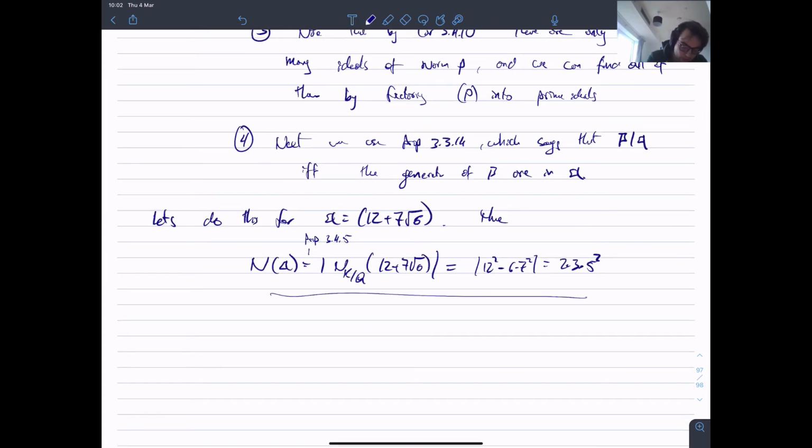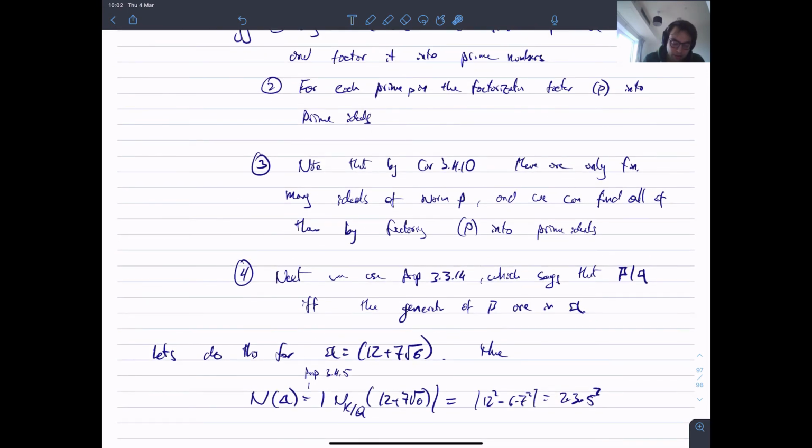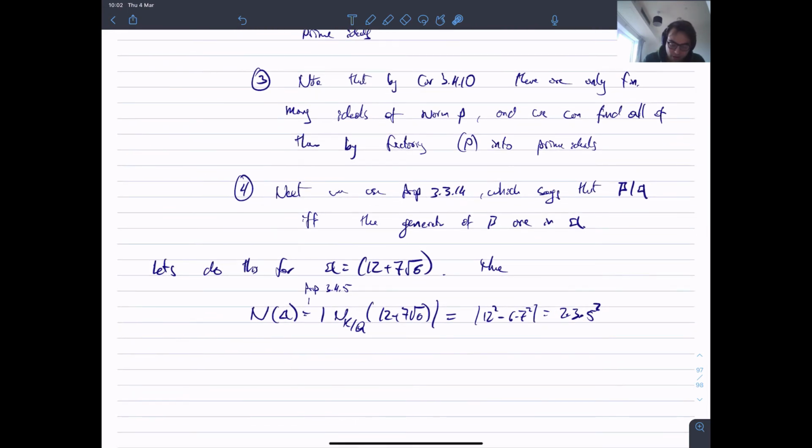Great. So my step one was to compute the norm of the ideal that I cared about, and I've done that. Now I know that the norm is 2 times 3 times 5 squared. What I'm trying to tell you is that the prime ideals that divide this ideal A are going to have norms 2, 3, and 5. So we list all ideals of norms 2, 3, and 5, and then check which ones could be in the factorization.